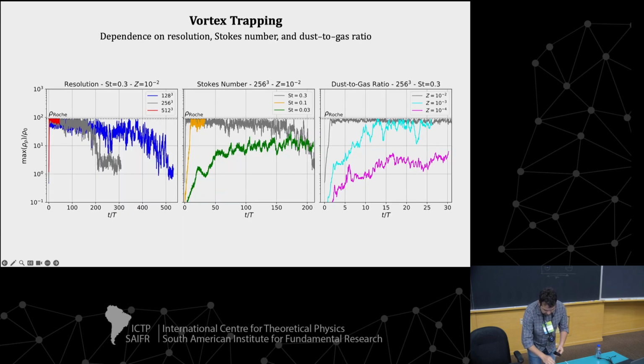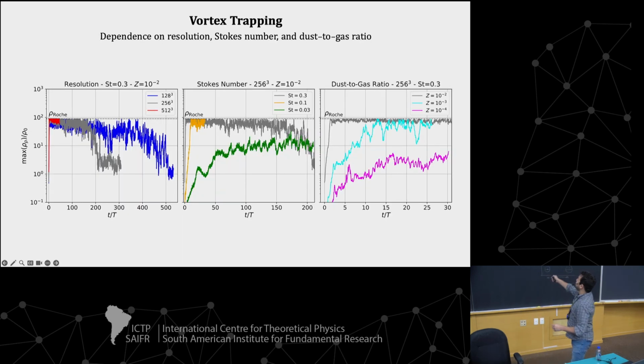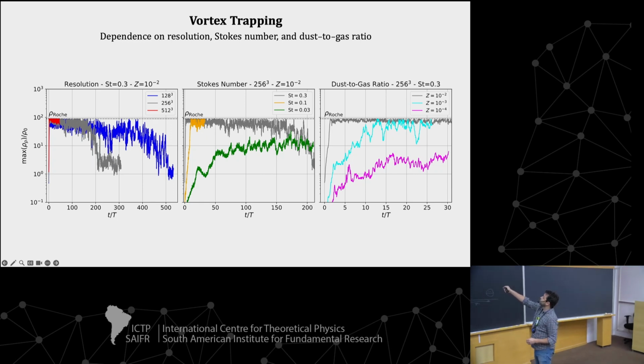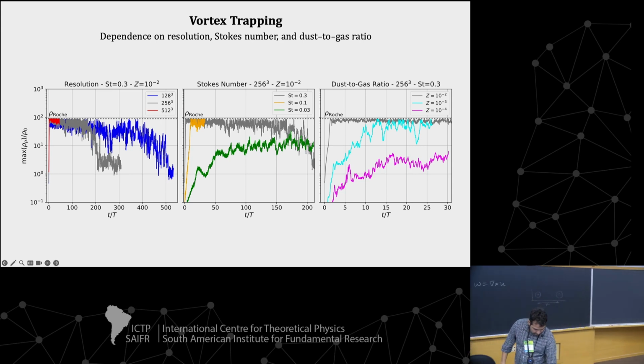Right. Another thing that you notice is that there is almost a similarity here between the Stokes number 0.03 and metallicity 10 to the minus 2, right? The green line and the magenta one. You see how similar they are? Well, that's not a coincidence, right?